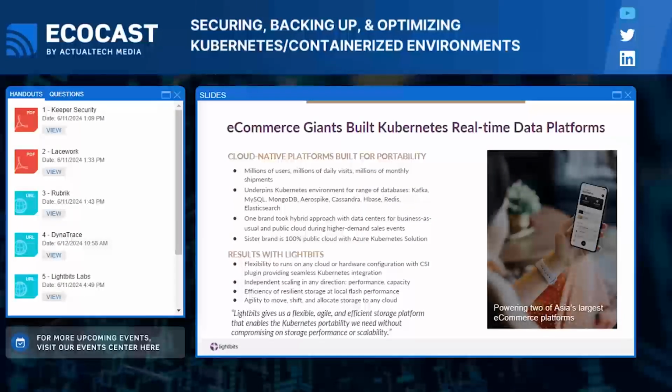Now, they're not just on premises, they also run in the Azure cloud. So we're helping them in both environments. What they found with Lightbits is that they get huge flexibility. So they can run on any cloud or hardware configuration with our CSI. And we've been with them long enough that they've been through iterations of hardware in the back end. And so they have a pretty much heterogeneous environment that Lightbits runs on top of. Different vendors, different hardware, running the same Lightbits platform.